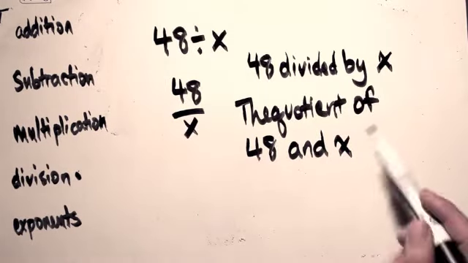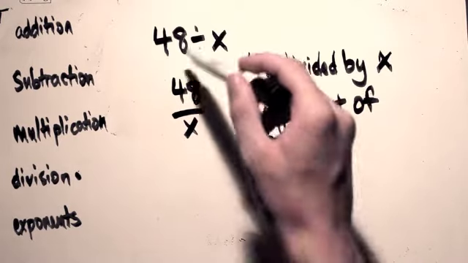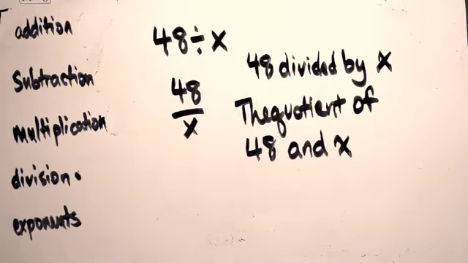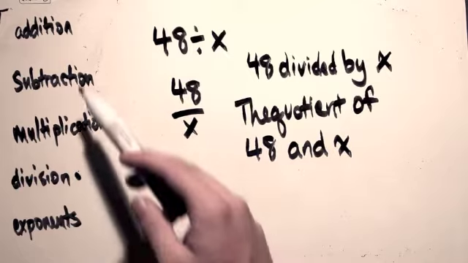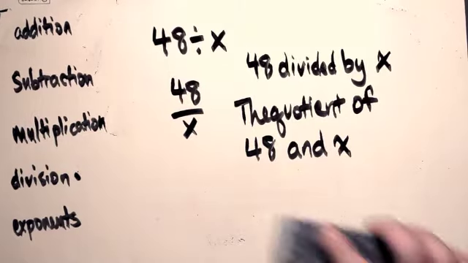Now again, we said that division, like subtraction, the order matters. We couldn't say the quotient of x and 48 and have it mean the exact same thing as what we've written here. So just keep that in mind, that the order, in subtraction and division, is important to accurately verbally representing whatever math we're interpreting.